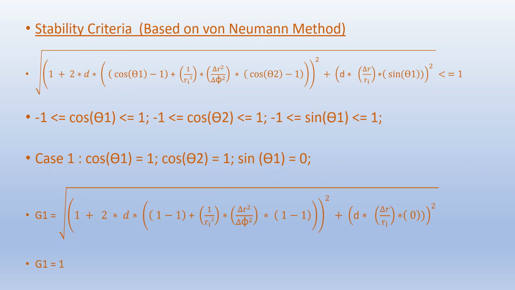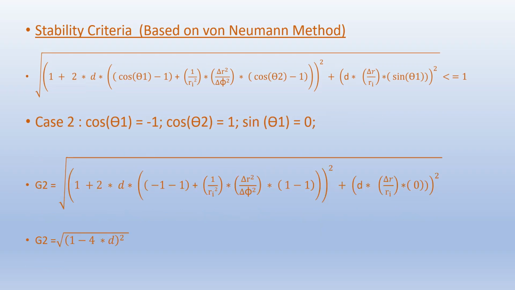So here cos theta 1 can vary from minus 1 to positive 1, and likewise cos theta 2 can vary from minus 1 to positive 1, and sin theta 1 can vary from minus 1 to positive 1. Accordingly, we get a number of different cases, and we need to make sure that we meet all those cases for stability. So some of the cases are given here.